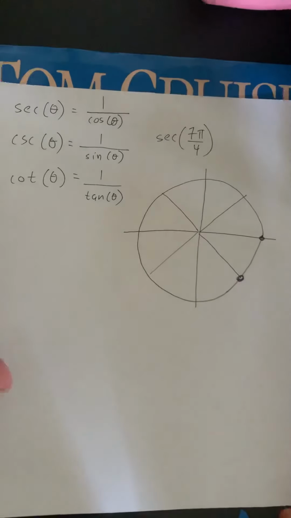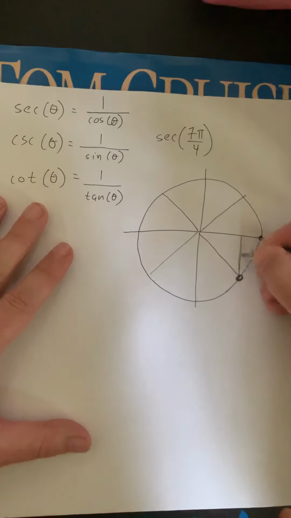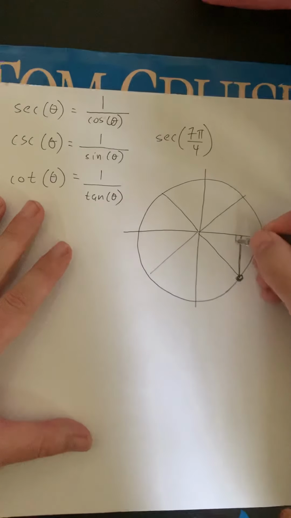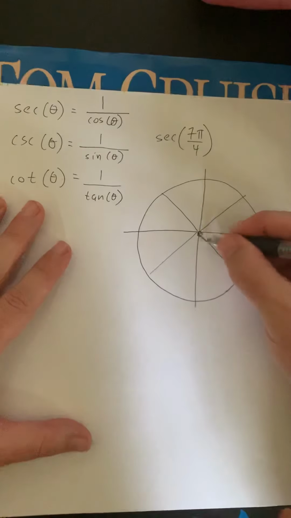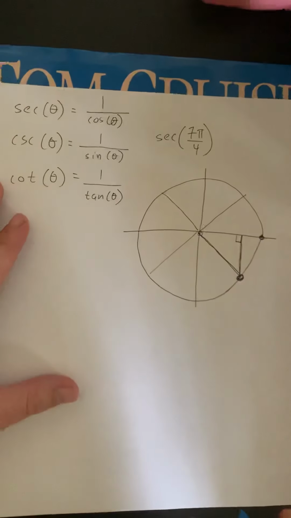Boom, there we are. You also could convert this to degrees, and this would be 315 degrees. Okay, now we're going to draw a vertical segment, and thus make a right triangle that has a leg on the x-axis. Don't make a horizontal segment here.